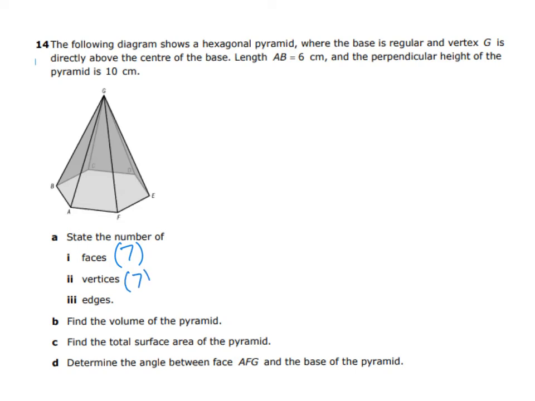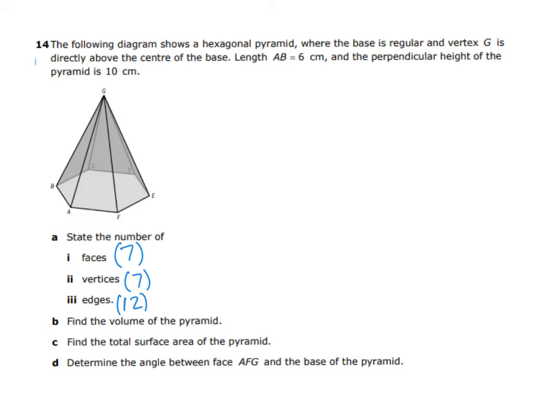And then edges, there's quite a few edges. So let's start from the bottom. There are 6 edges around the base, and then there are these 6 edges going up to the vertex. And I guess 6 plus 6 is 12. So there's a total of 12 edges. Okay, so now we've got the faces, vertices, and edges.